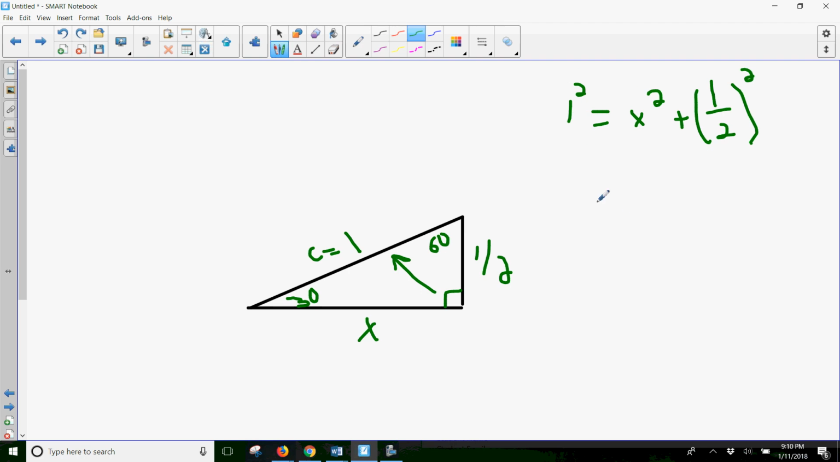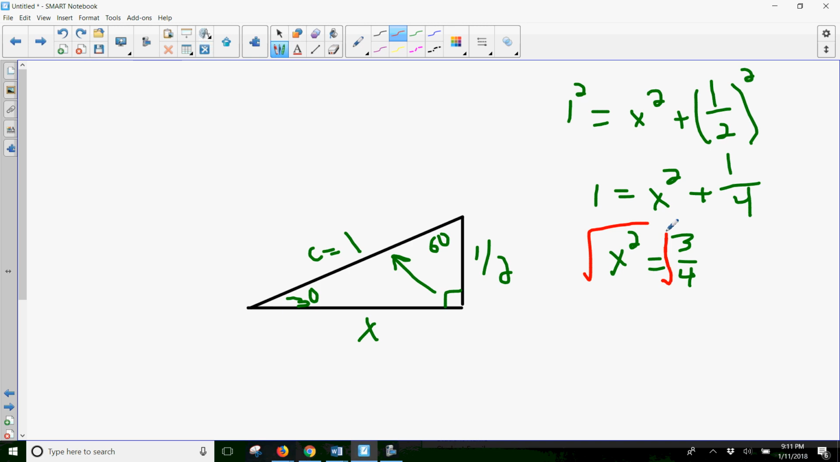Okay, so 1 squared is just 1, x squared, and then if we take 1/2 squared, we square the numerator and we square the denominator, we get 1/4. If we were to subtract 1/4 from both sides and then flip it around, we'd have x squared equals, well, 1 minus 1/4 is 3/4. Okay, and then we can go ahead and take the square root of both sides, leaving us with x equals square root of 3 over 2.